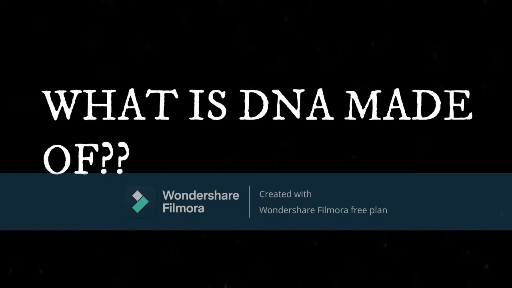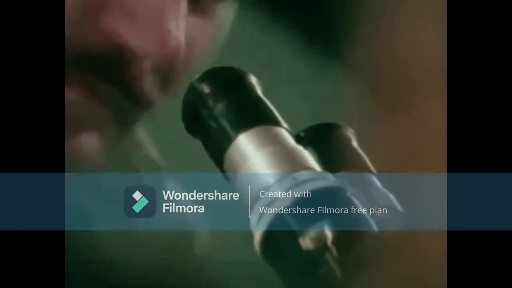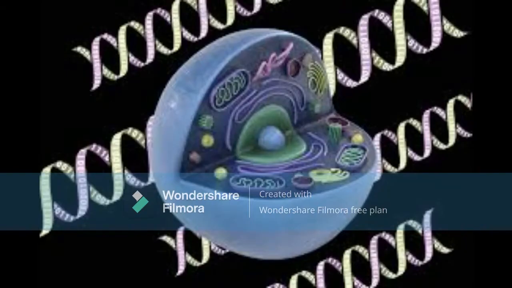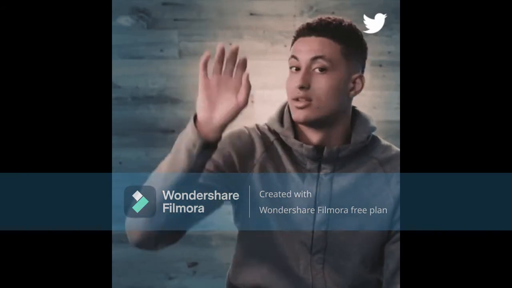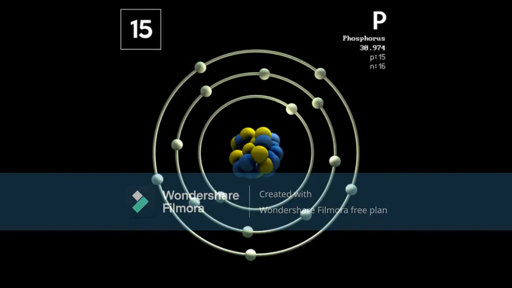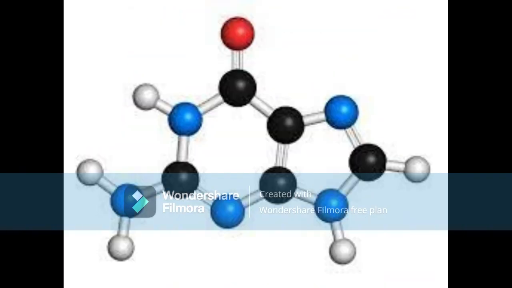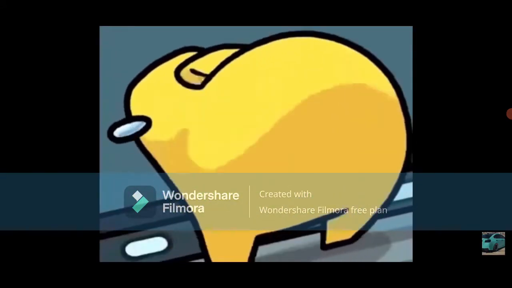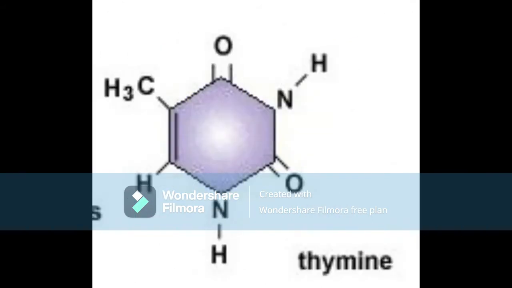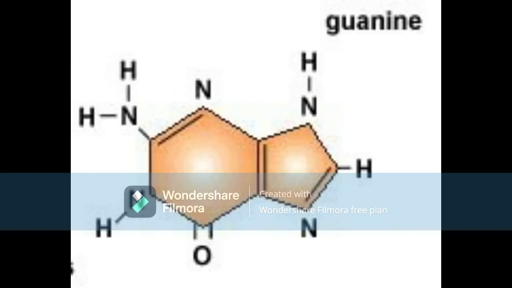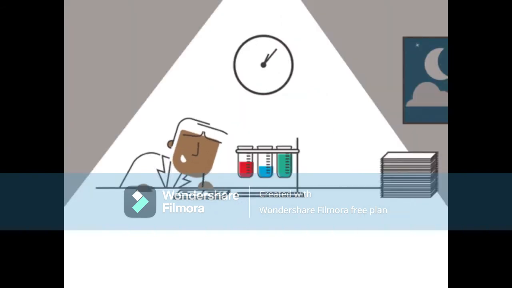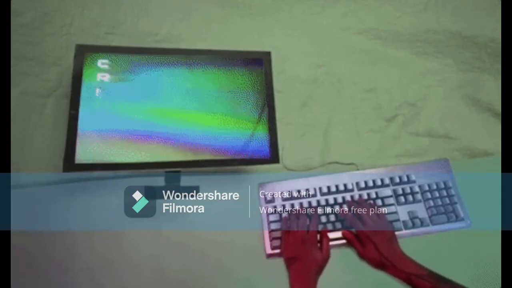What is DNA made of? DNA is made up of molecules called nucleotides. Each nucleotide contains 3 components: a phosphate group, which is one phosphorus atom bonded to 4 oxygen atoms, a sugar molecule, and a nitrogen base. The 4 types of nitrogen bases are adenine, which is a capital A, thymine, a capital T, guanine, a capital G, and cytosine, a capital C. Together, these serve as the letters that make up the genetic code of our DNA.